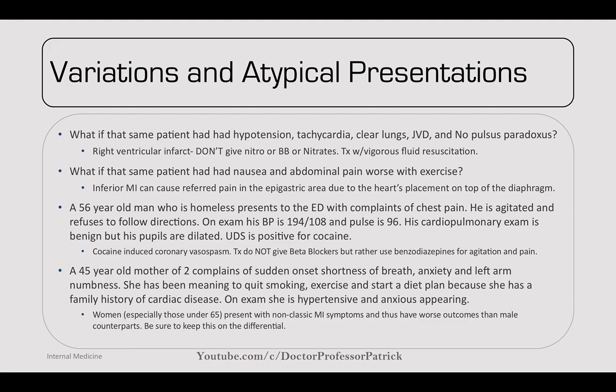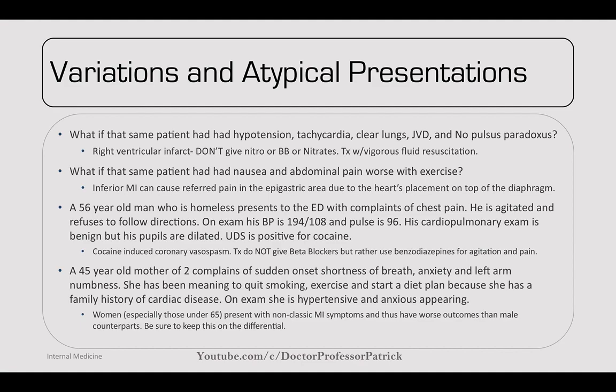What if that same patient had nausea, abdominal pain that was worse with exercise? An inferior wall MI can have referred pain in the epigastric area due to the heart's placement on top of the diaphragm. It can irritate the C3, C4, C5 nerve, the phrenic nerve, and it can give you pain that's around the neck, around the belly area, and this is more common especially in older people and diabetics.